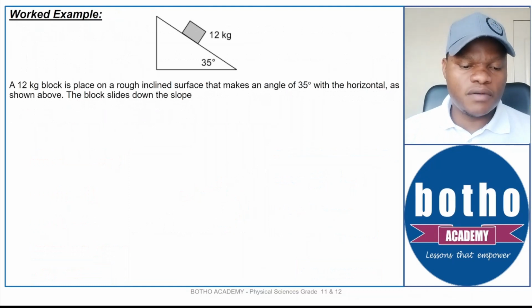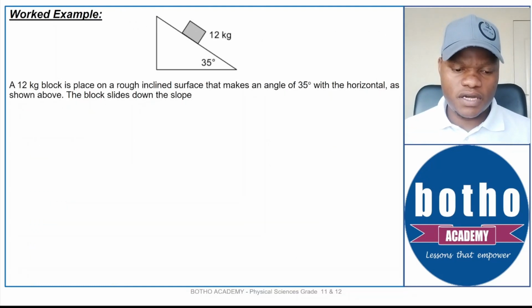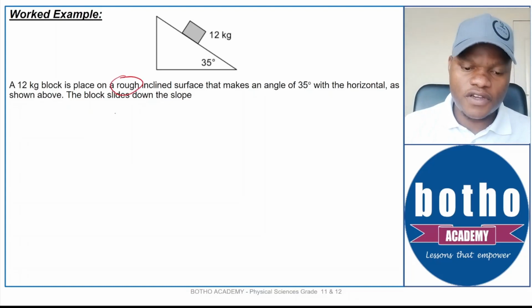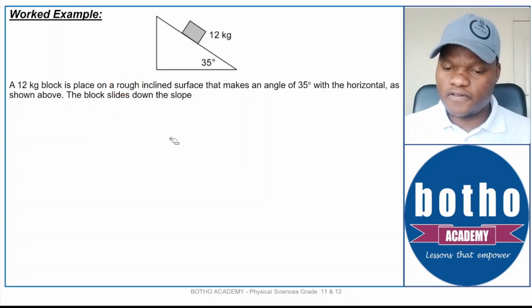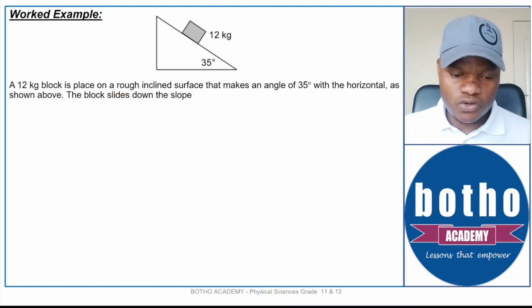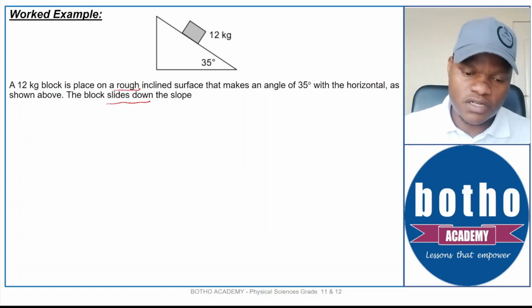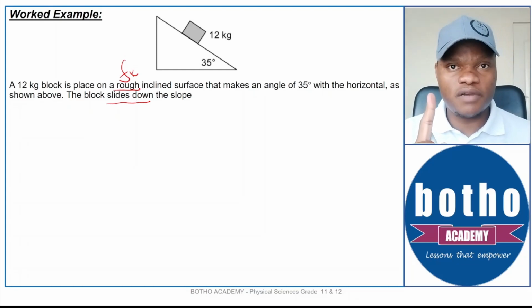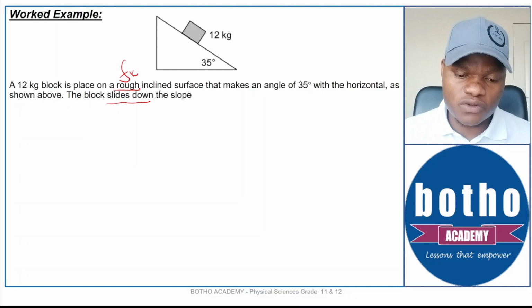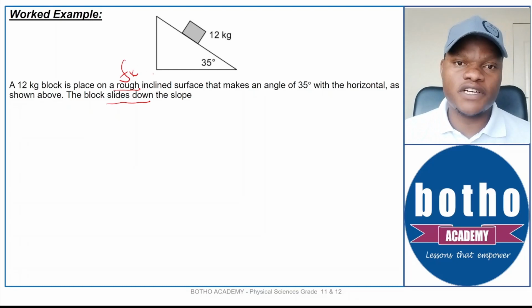All right, now in our worked example, we have a situation where a block of 12 kilograms is placed on a rough inclined surface that makes an angle of 35 degrees with the horizontal, as shown in the diagram above. The block slides down the slope. This is important, because as soon as you see rough, it means there is a frictional force, and because it's sliding, it means the object is moving down. This frictional force must be a kinetic friction, because the box is moving, and because it's moving down the slope, it means this frictional force must be up the slope.